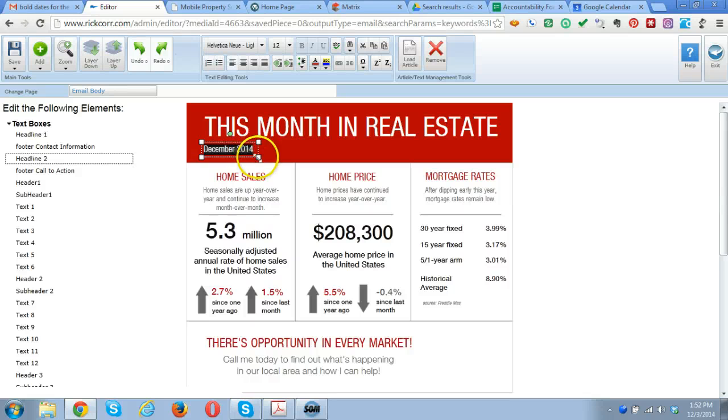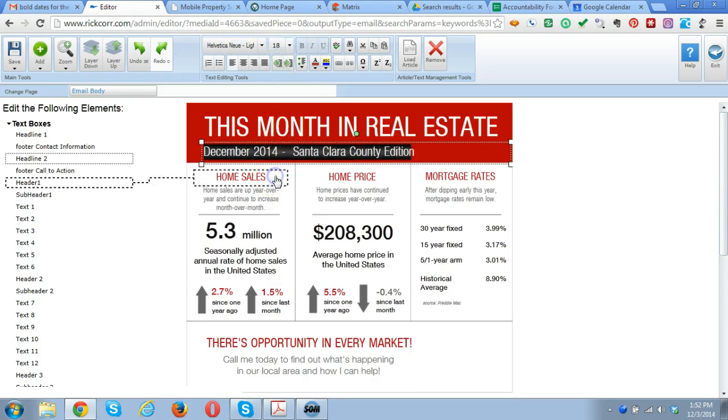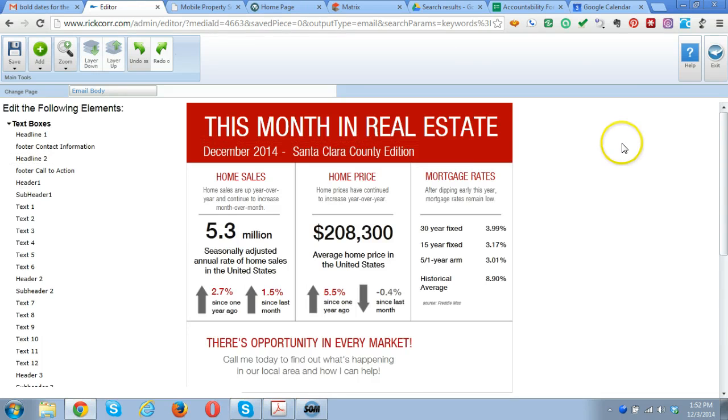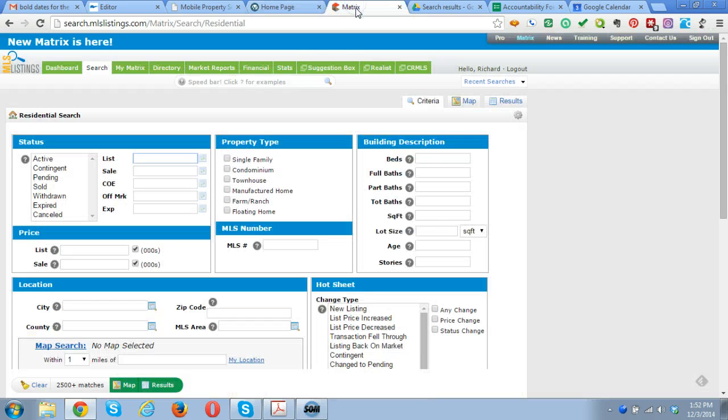The starting step is you pick the month, make it much, much bigger, and say This Month in Real Estate. I usually do a dash Santa Clara County Edition, and then highlight all of it and make it bigger, like 18, so that it stands out, because we're proud that we've modified it for Santa Clara County. Home sales 5.3 million nationwide. Don't know how that really helps us around these parts.